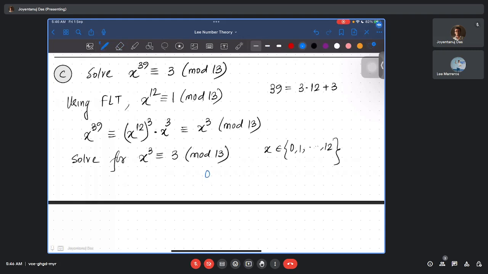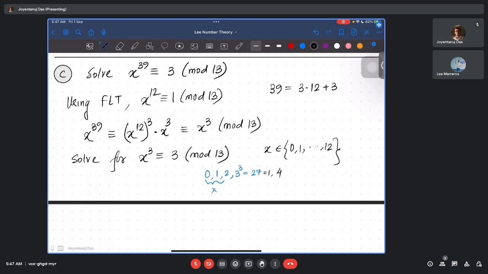0 will not work. 1 cubed is 1, that will not work. 2 cubed is 8. 3 cubed is 27. So what is the modulo thing? So 3 cubed is 27, so this part will not work. 27 is 1 mod 13. Yes, that is correct.